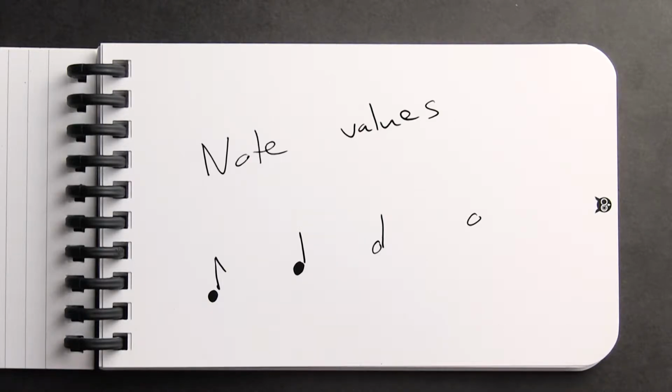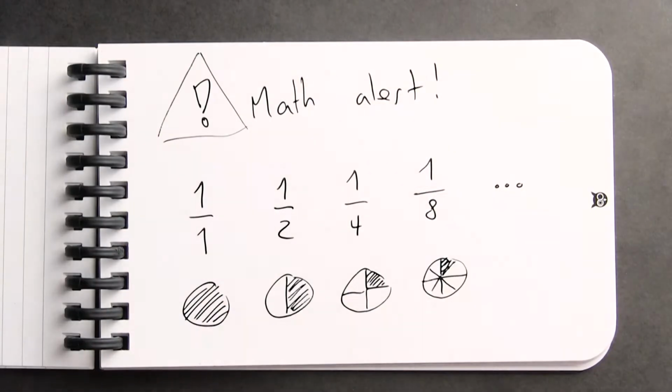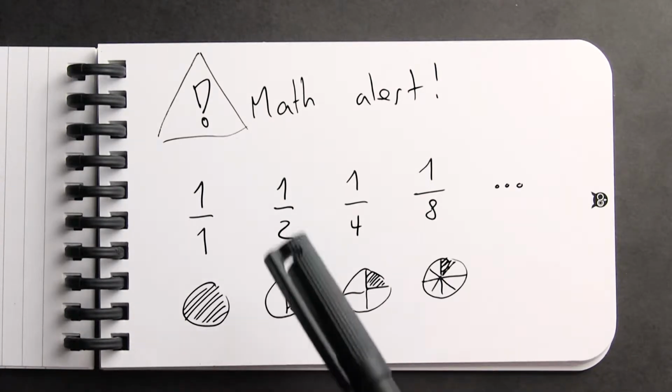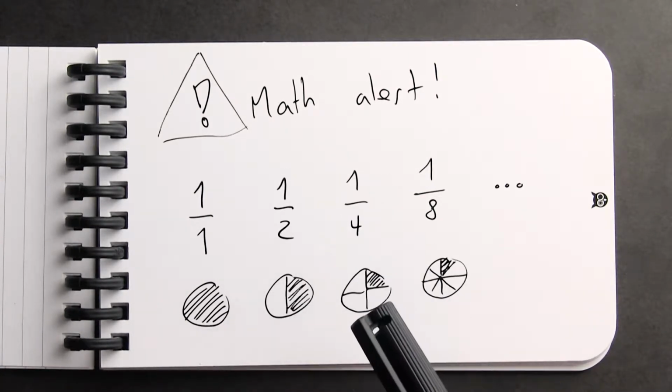Let's go through note values. So a quick warning, we're going to use some mathematics, but very simple stuff. This is my pie. If I cut it in half, I get halves. If I cut it in four, I get quarters, eighths, and so on.